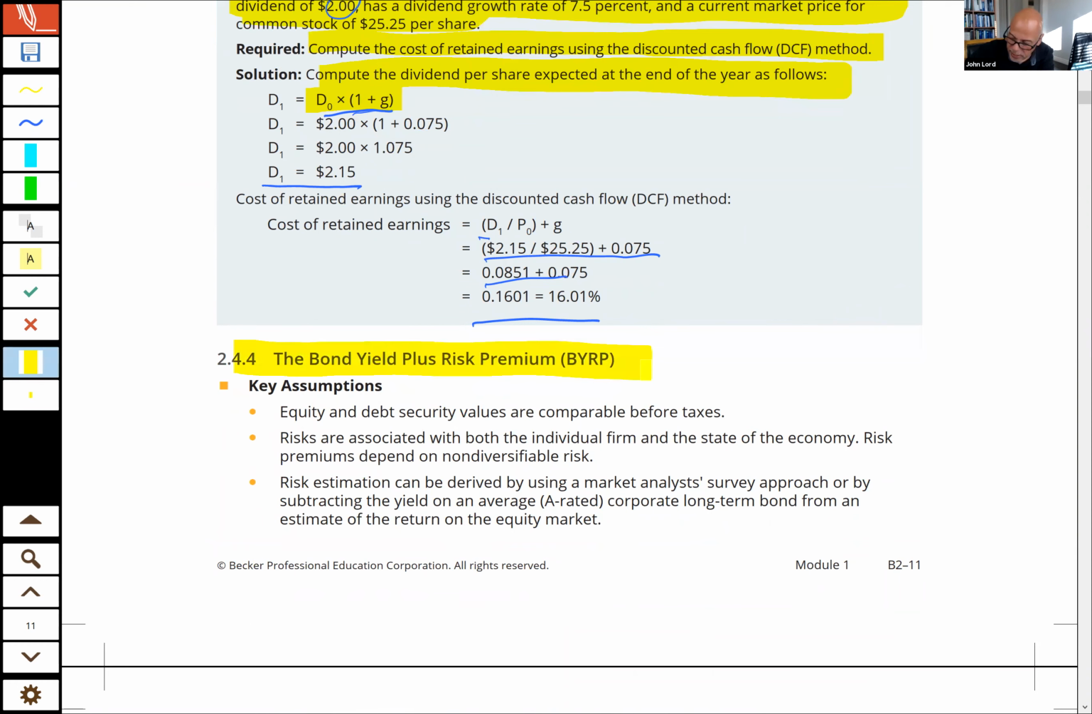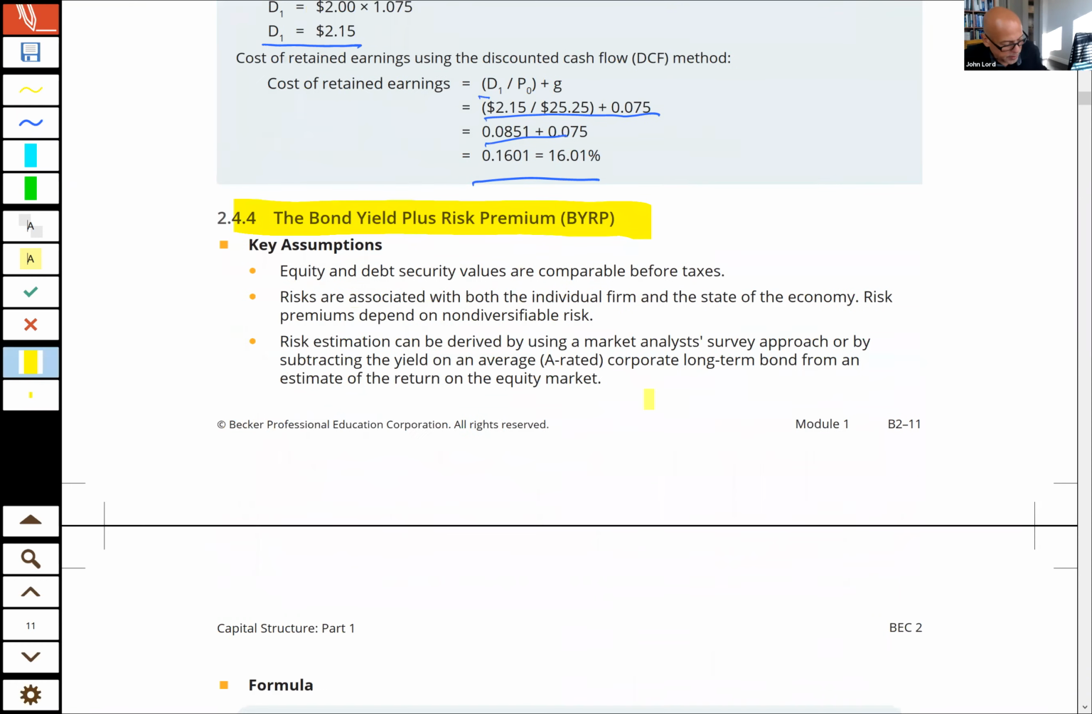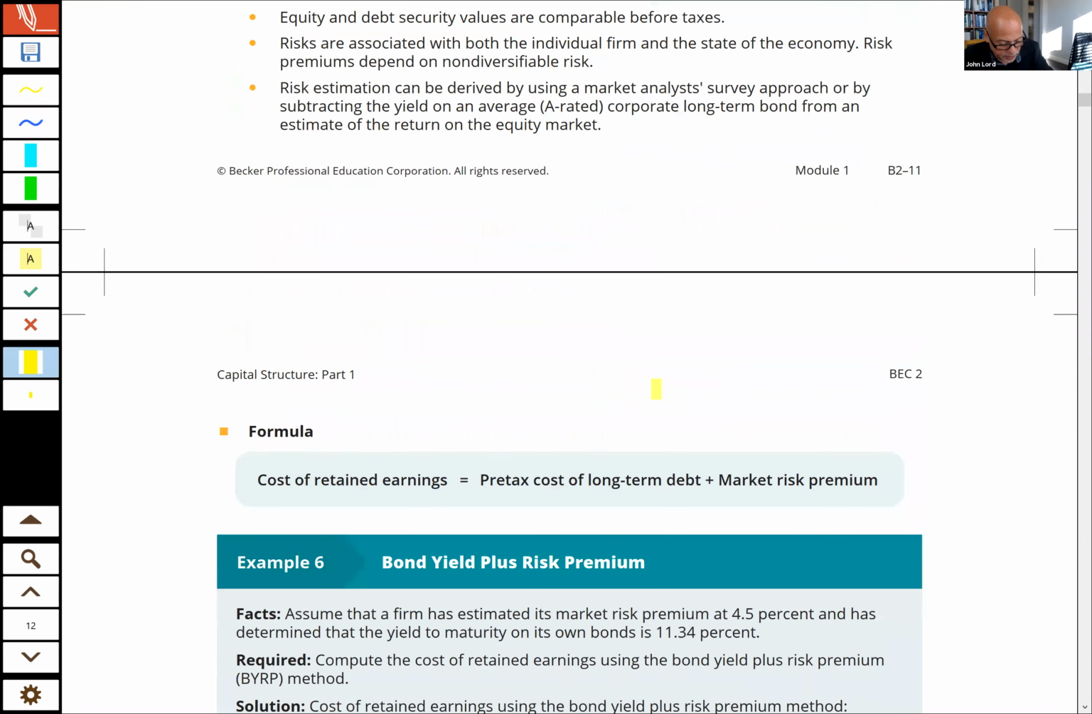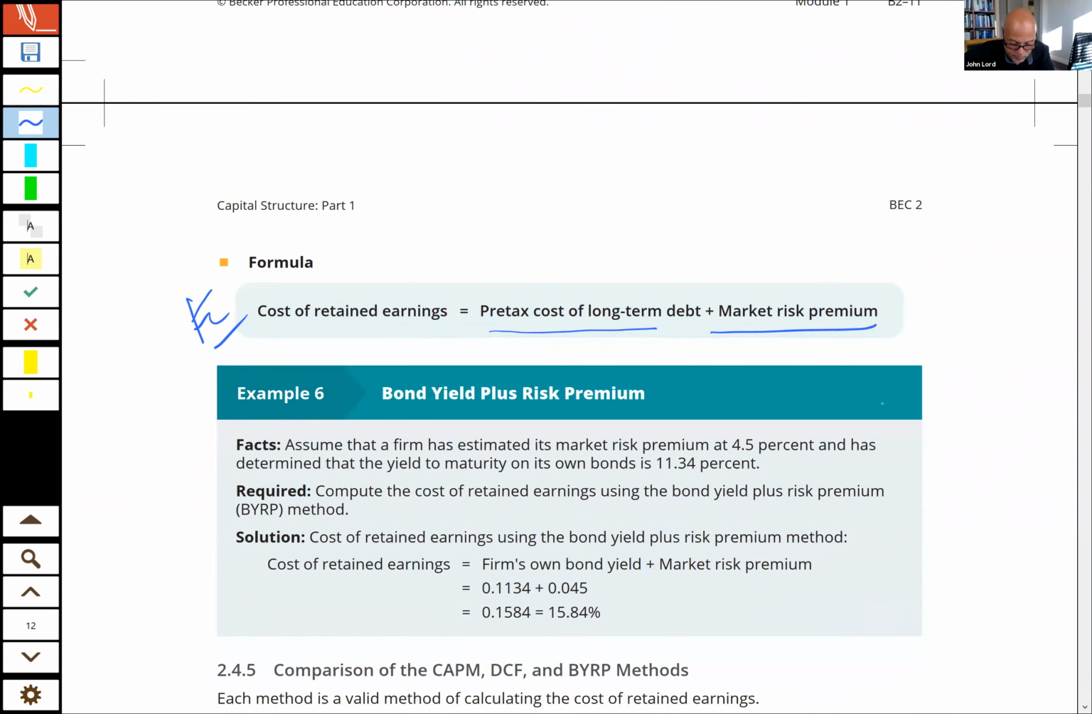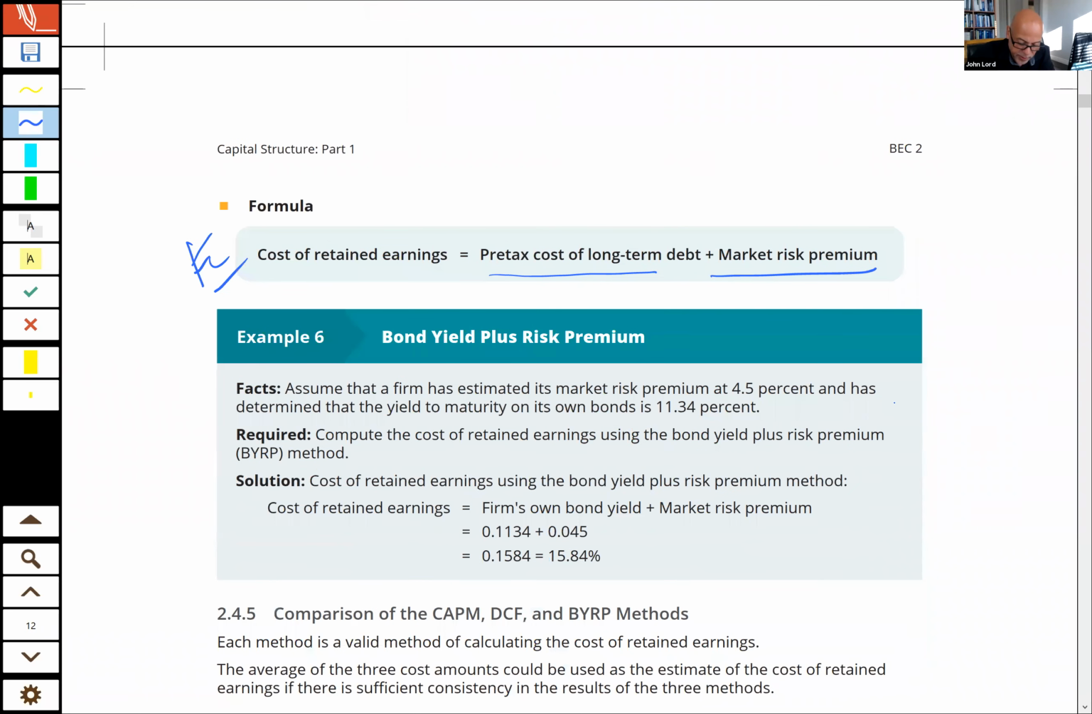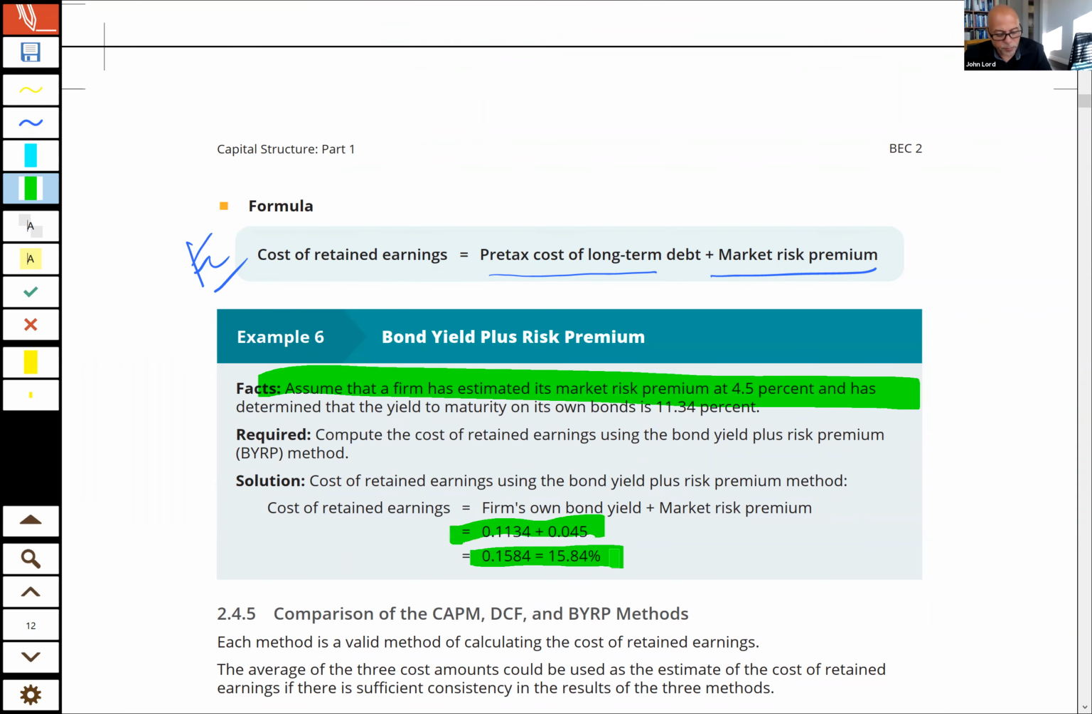And let's just look at that bond yield plus premium on the next page. And let's flashcard that. And here it's just going to be the pre-tax cost of long-term debt plus a market risk premium. And guys, it's almost not worth looking at that question, but let's do it. They just take the two numbers that are given in that problem, which is the two numbers that are part of the formula, and they add them together, and that is your bond yield plus risk premium.